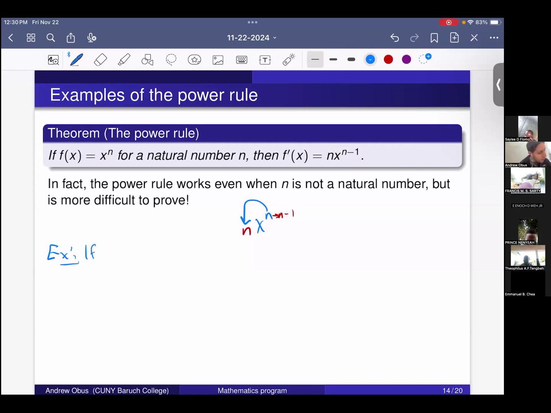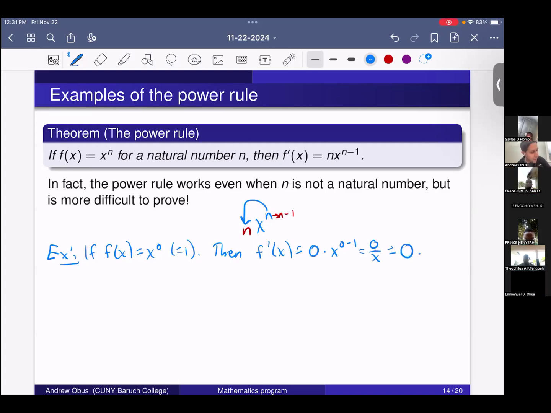So if f of x is equal to x to the 0, which is just 1, then what the power rule tells us is that f prime of x is equal to 0 times x to the 0 minus 1, which is 0 over x, which is just equal to 0. And this is true. So when n is equal to 0, it seems as funny, the derivative of a constant. Right. Exactly.